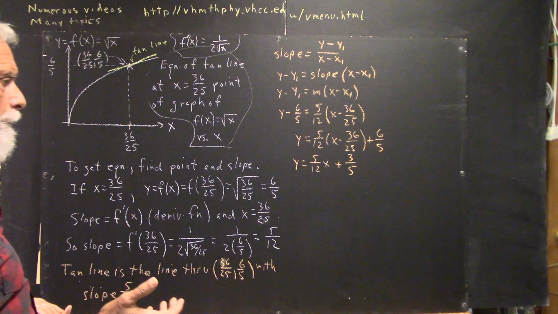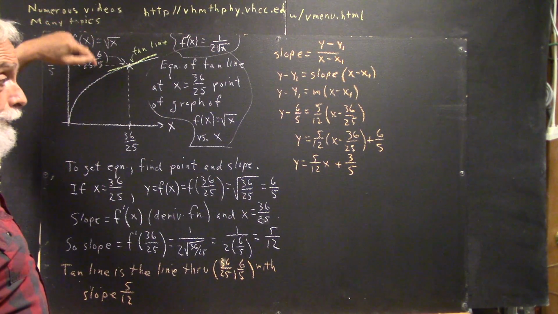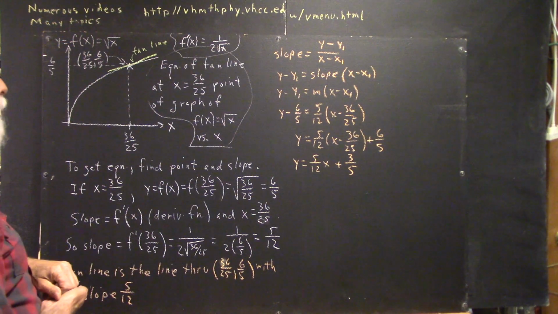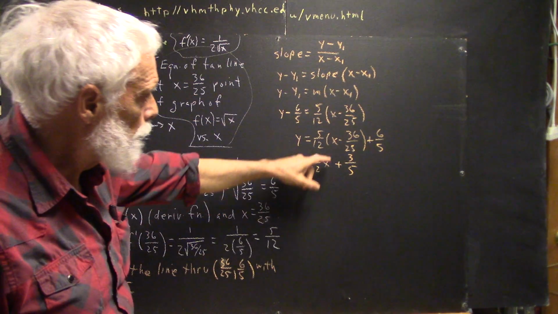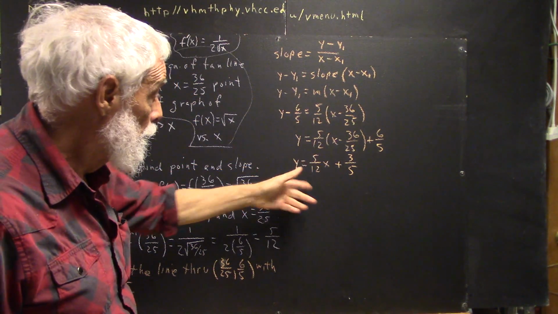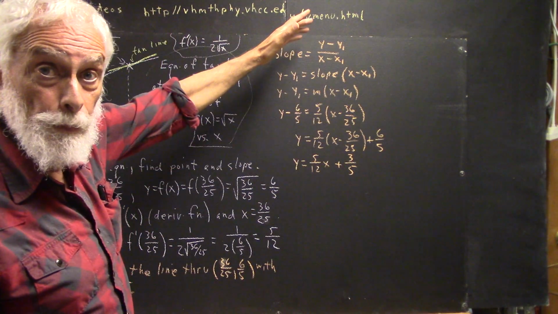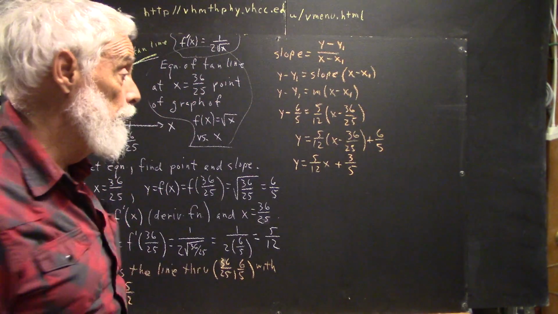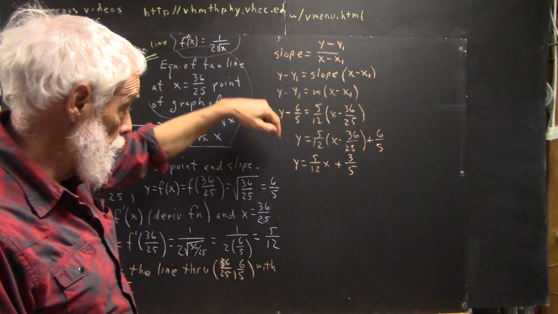And let's make sure that this line goes through the point (36/25, 6/5). Now, if x equals 36 over 25, does y then equal 6/5? If it doesn't, we screwed something up. And it's entirely possible that I did. I'm not making a whole lot of effort to be perfect or to appear perfect, okay?